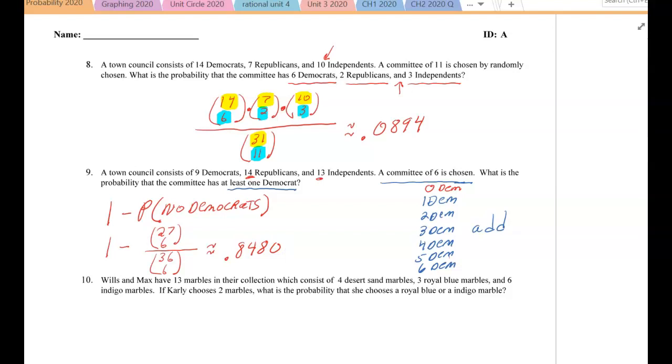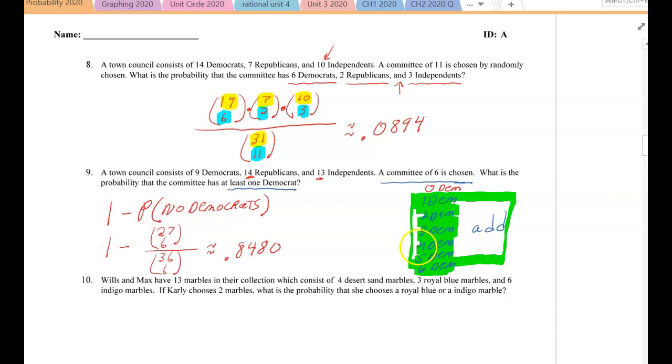So just to restate, you could figure out all 6 of these that I'm highlighting in green, figure out each of those probabilities, and then add them up. The alternative is what's missing. We have no Democrats is missing. So then you could figure out the probability of no Democrats and subtract from 1.